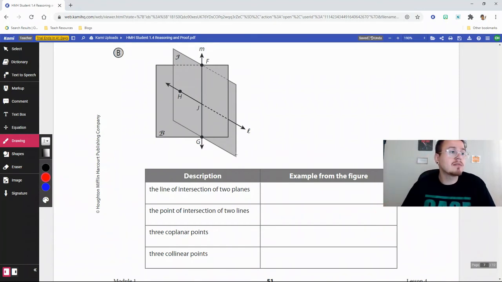2 planes. We have plane J, plane F. The point of intersection, right there, right? So it'd be at point J. 3 coplanar points. It could be F and J and H. That works. And 3 collinear points. Well, you got this line, you got that line. So FJG works for me.